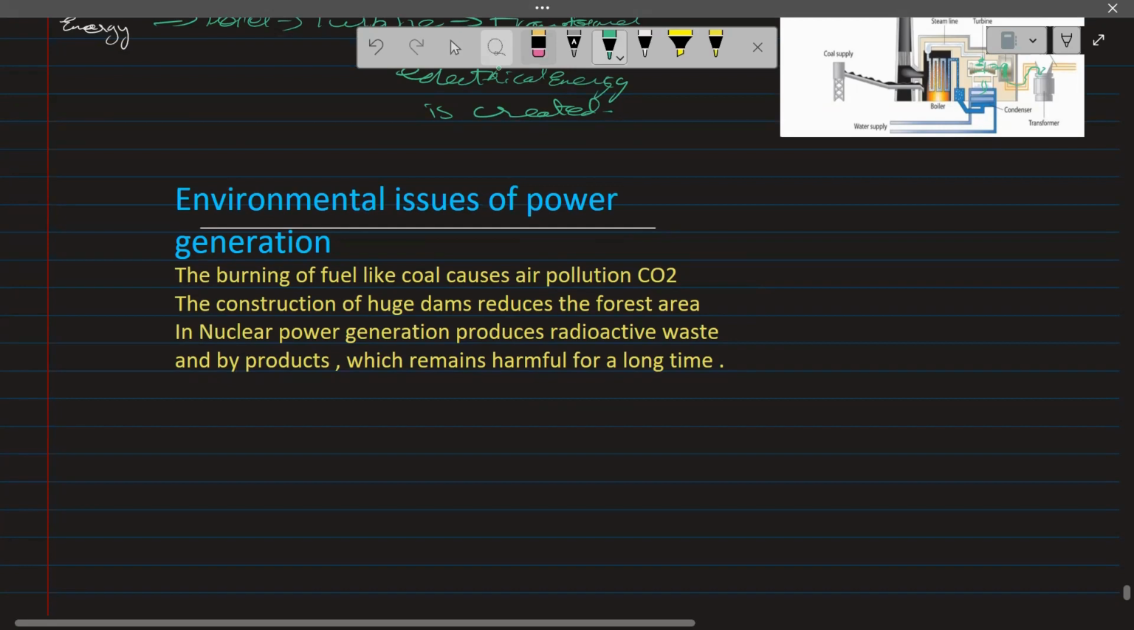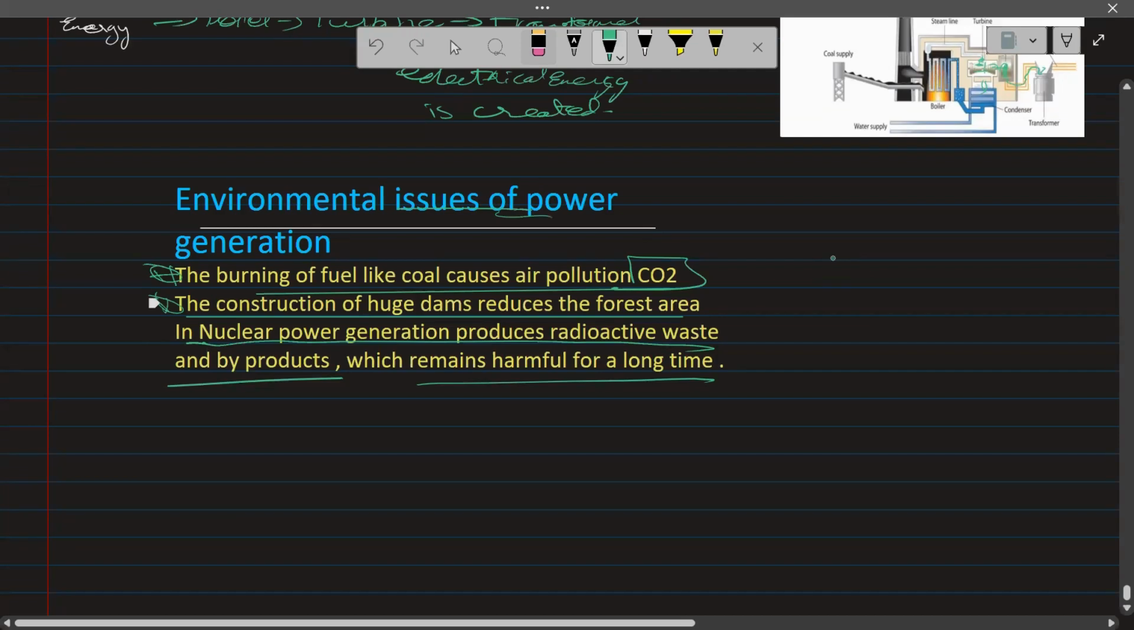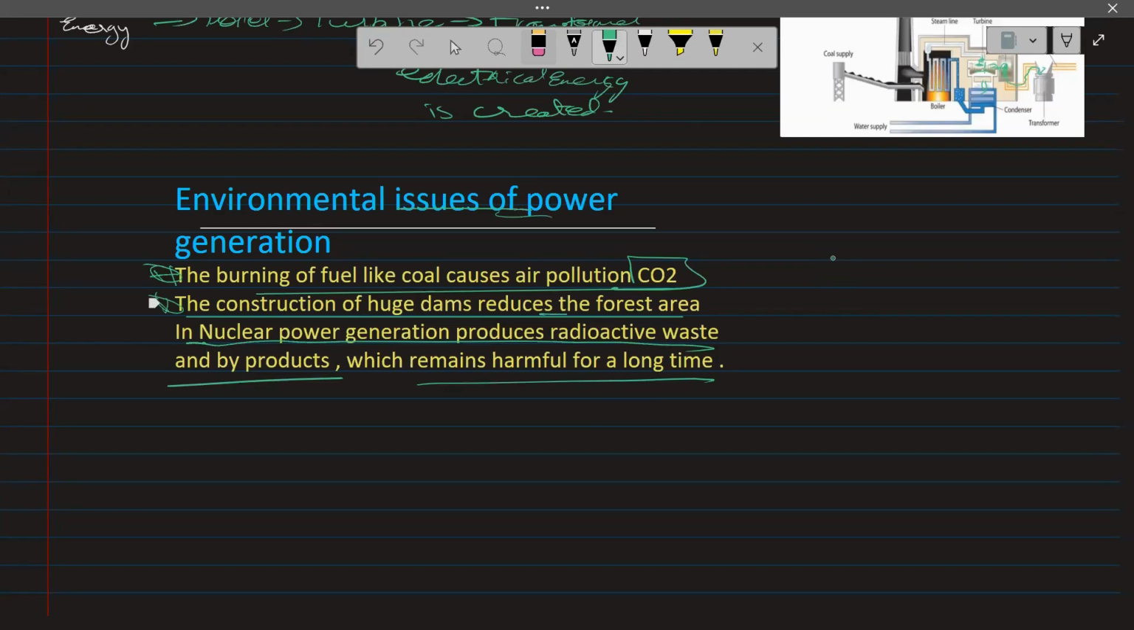The third point is that nuclear power generation produces radioactive waste and byproducts, which remain harmful for a long time. So these three points tell us the environmental issues of power generation: in hydroelectric power generation the forest area is reduced, in nuclear power generation the radioactive waste remains harmful for a long time, and the burning of fuel like coal causes air pollution. So we are done with the environmental issues of power generation.